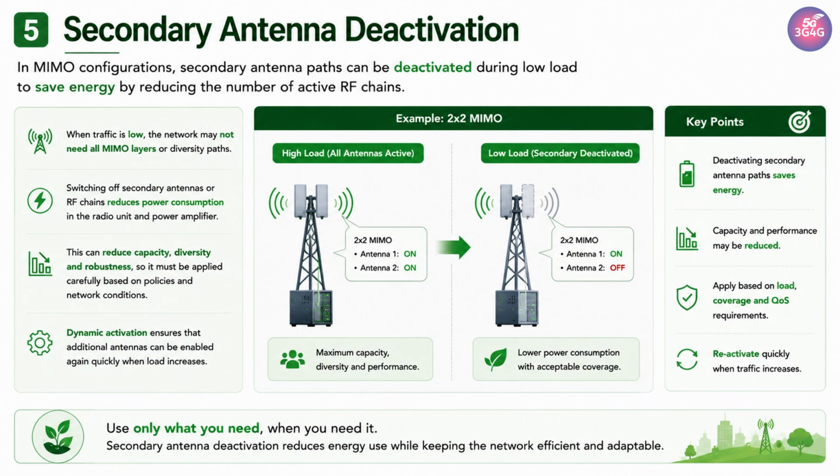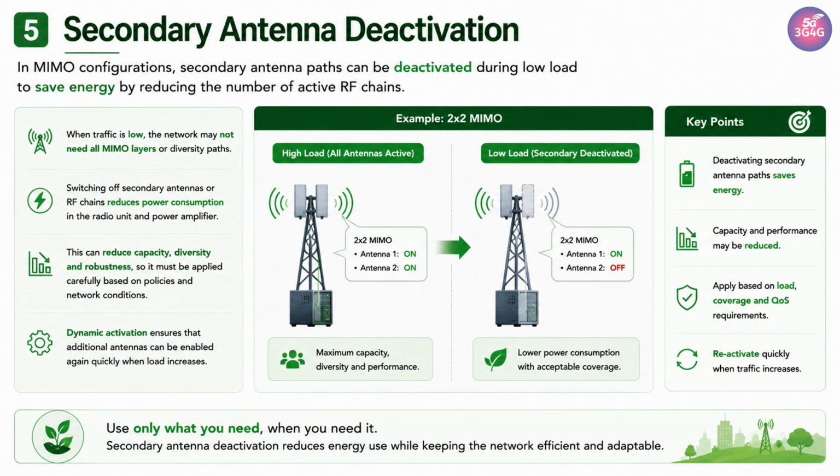However, this is not free. Deactivating secondary antenna paths may reduce capacity, diversity, or robustness. That means it has to be controlled carefully. For example, it may be suitable when the cell is lightly loaded, users have good radio conditions, and the operator's policy allows a lower performance mode.